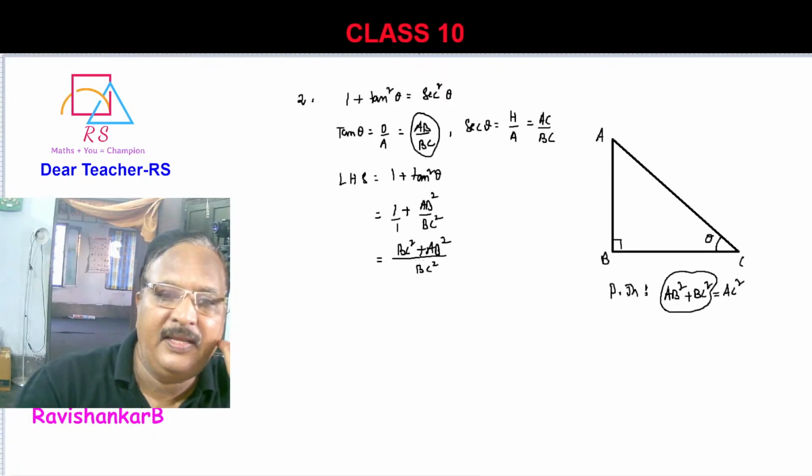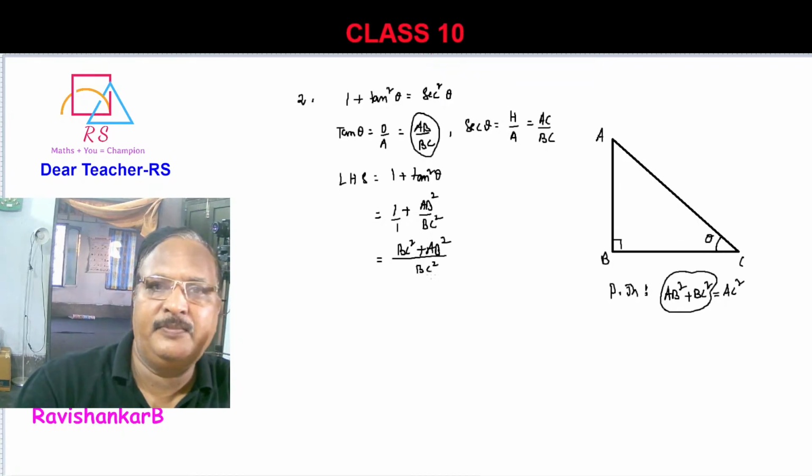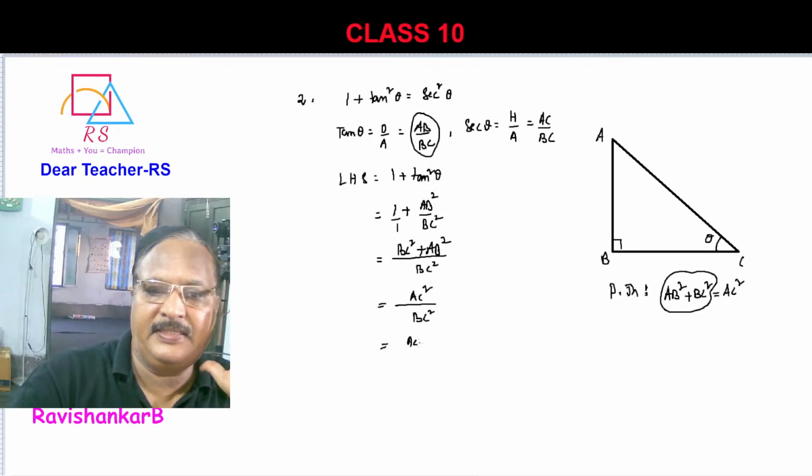But here BC square plus AB square is there. Both are same. A plus B, B plus A. So in the place of numerator, I am going to put AC square. The denominator is same. Here AC by BC is nothing but secant theta. Already I have written here.